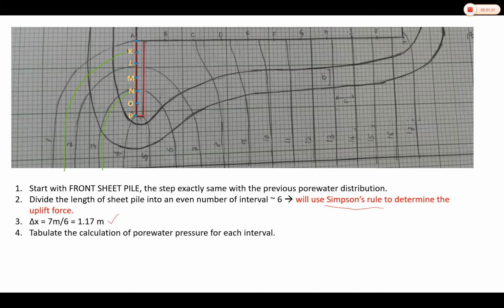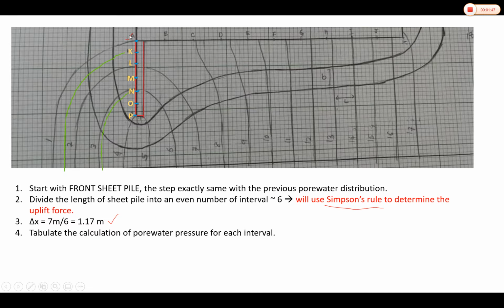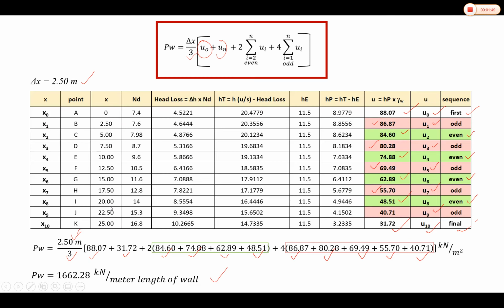Okay, so I label from point A here, from point A, K, L, M, N, O, and P at the end of the sheet pile. So we tabulate the calculation of pore water pressure for each interval in the table. Okay, so this is for the front face of the sheet pile.